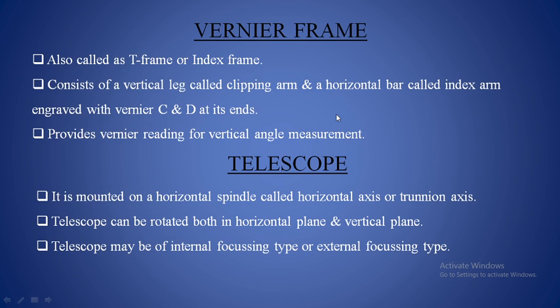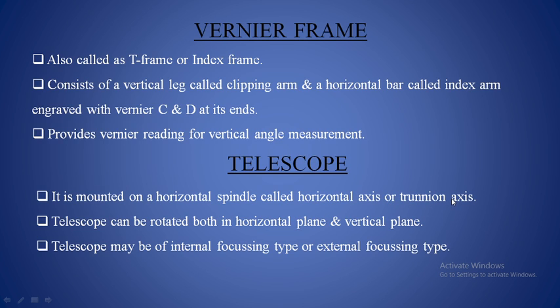So the verniers C and D are engraved on the vertical leg, which I have shown in the figure. You will be able to read the vertical angles with the help of verniers C and D, which are engraved on the vertical leg or clipping arm. So the next one is the telescope. The telescope is mounted on a horizontal spindle, and this is called the horizontal axis or trunnion axis.